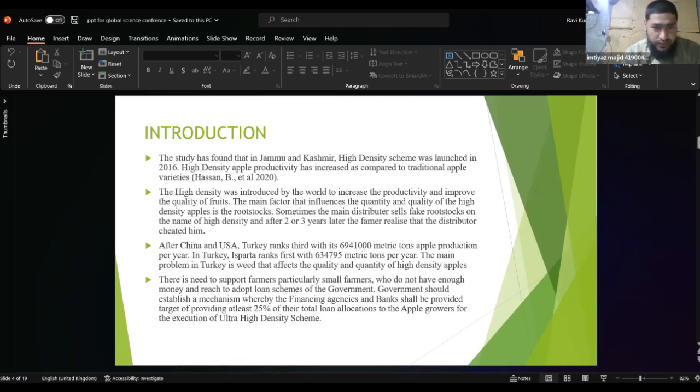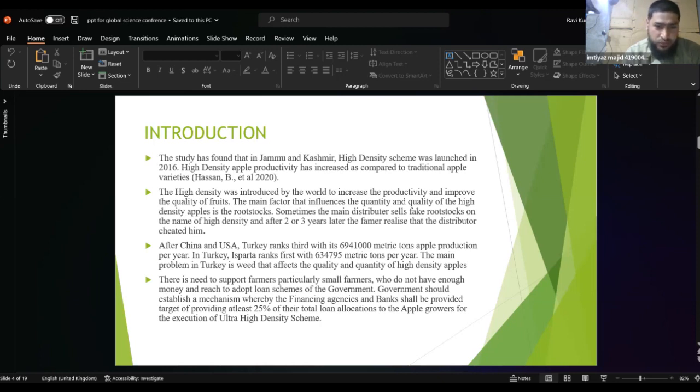After China and the US, Turkey ranks third with 69,41,000 metric tons of apple production per year. Italy ranks first with 6,34,795 metric tons per year. The main problem of Turkey is the weed that affects the quality and quantity of the high-density apple.